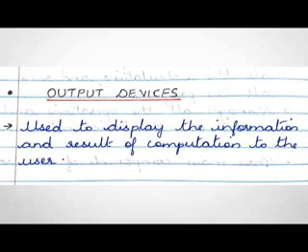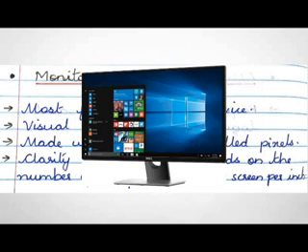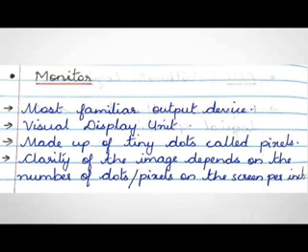Next, we can see about output devices. The output devices are used to display the information and results of computation to the user. Some of the output devices are: first one, monitor. It is the most familiar output device and is called the Visual Display Unit, that is VDU.